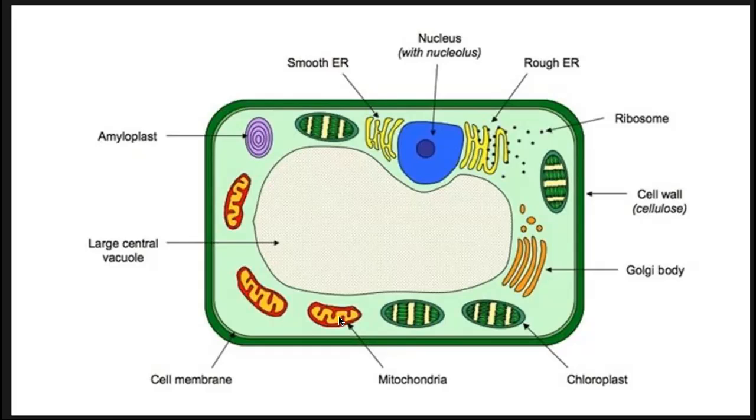And within the cytoplasm of a plant cell, we have many different membrane-bound structures, such as mitochondria, chloroplast, ribosomes, rough endoplasmic reticulum, smooth endoplasmic reticulum, amyloplasts, and a plant cell also contains a nucleus. So you can see that cell membrane, cytoplasm, and nucleus, the three structures which basically combine together to form the protoplasm of a cell, are present in both animal and plant cells.